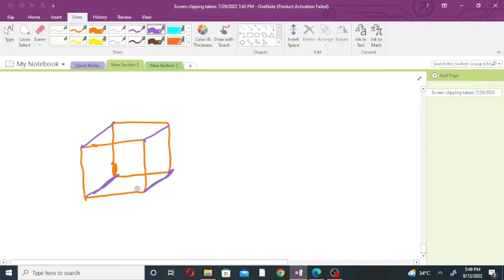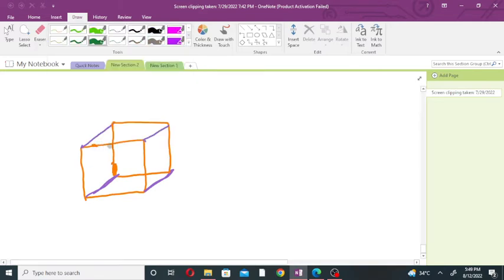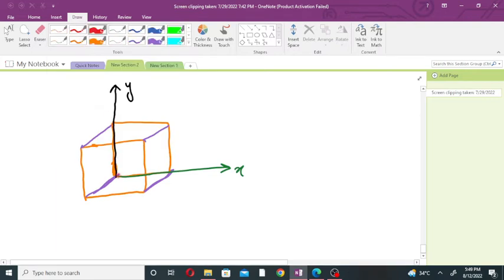This is the Cartesian coordinate system. Now I am giving it a proper color to identify the x, y and z directions. Suppose this is the x-axis, this is the y-axis, and this is the z-axis.